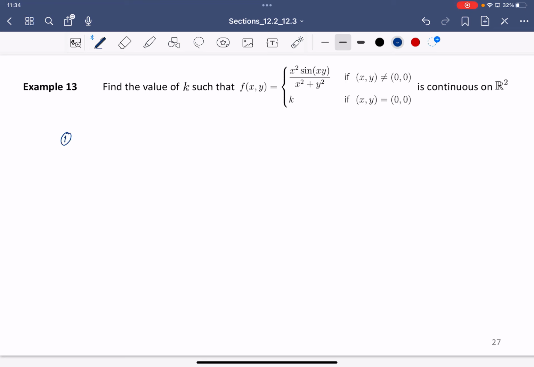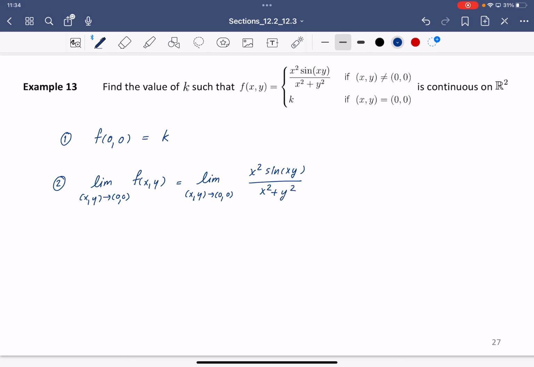Okay, number one: f(0,0). Number two: f(0,0) is actually k, which is the value that we want to find. And then the limit of f(x,y) as (x,y) goes to (0,0) of x squared sine xy over x squared plus y squared. How do you compute this one?